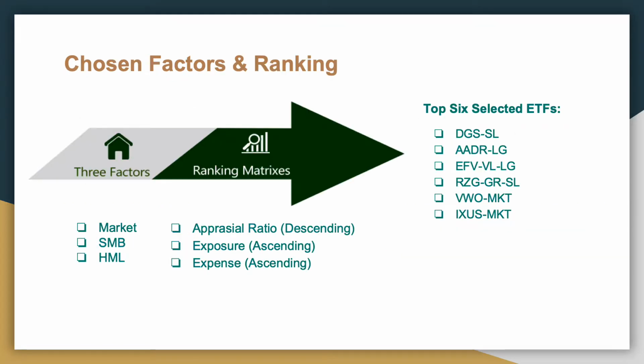ETF portfolio. So the three factors we chose are market, size, and value, and we pulled data from Bloomberg and Kenneth French data library of the month returns for the last 5 years of ETFs, and we conducted time series regression on those ETFs. And after we get the attributes of each ETF, we rank them by appraisal ratio, exposure, and expense. Appraisal ratio represents how much return relative to 1 unit of tracking error.